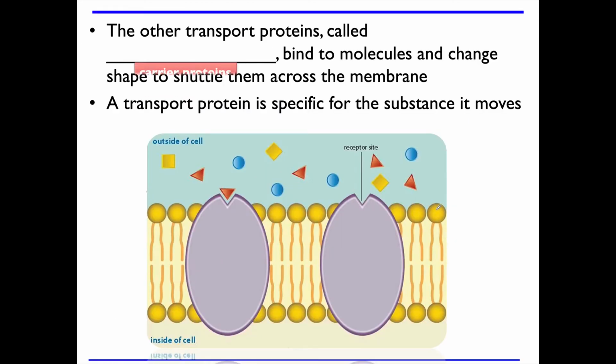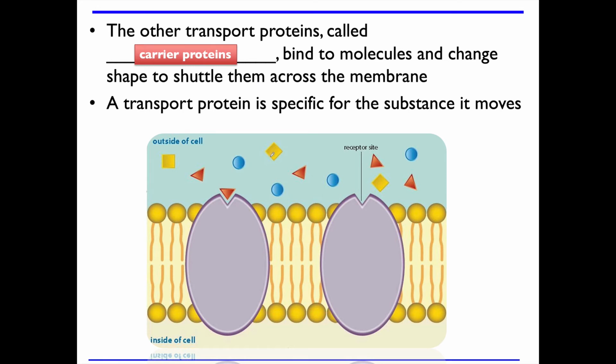Some other transport proteins are called carrier proteins, and they're going to bind to molecules and change shape to shuttle them across the membrane. These transport proteins are going to be very specific for the substances that they move. So for example, this one here has this little notch carved out for it, which is built specifically for this orange triangle or red triangle. Clearly the blue one wouldn't fit in that site, again meaning that it's very specific.